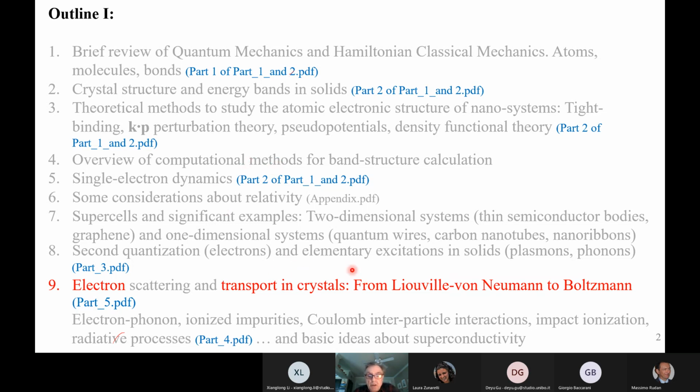So we were trying to go from the quantum formulation of transport in terms of the density matrix, so the Liouville-von Neumann equation, to the Boltzmann equation. I didn't use the word derive because it cannot be derived, as I said last time, and we'll see it again today.